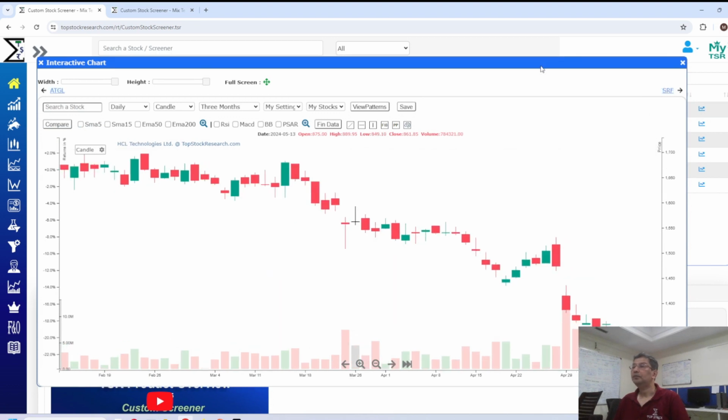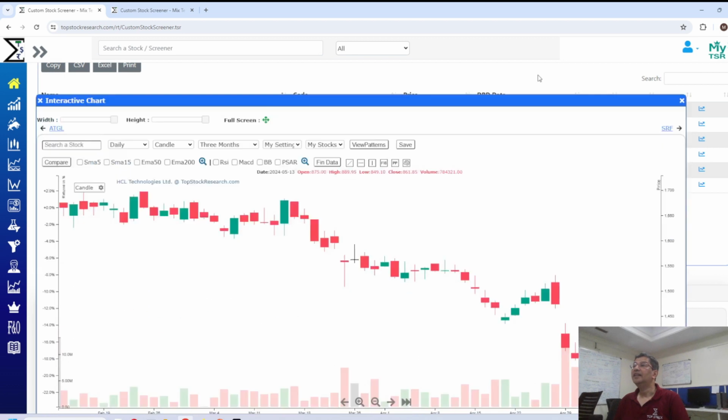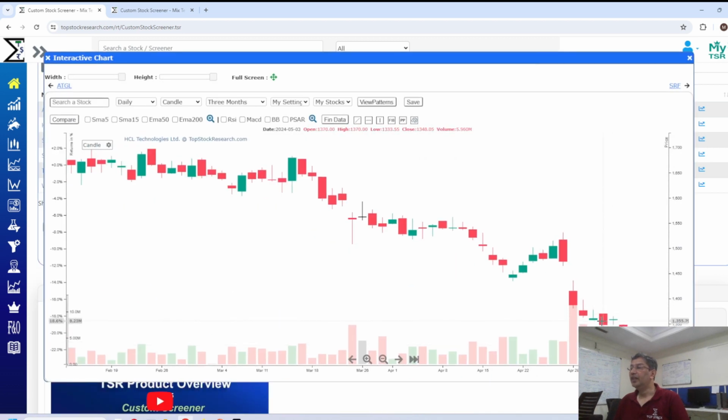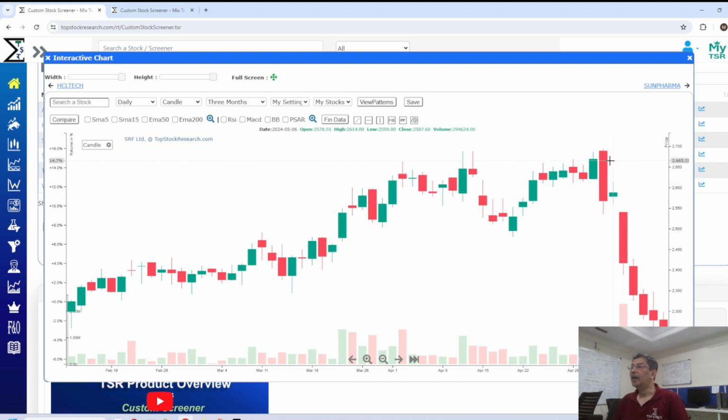Another example is, which date is this? 7th. So this one is again a good example. Vis-a-vis this boring candle, these candles are big. SRF, too: a big drop and a small boring candle.